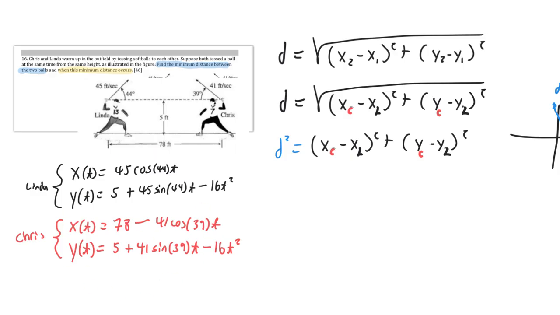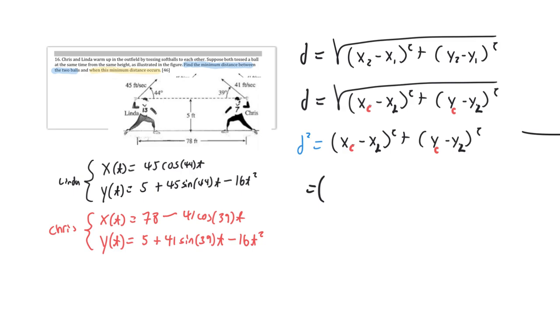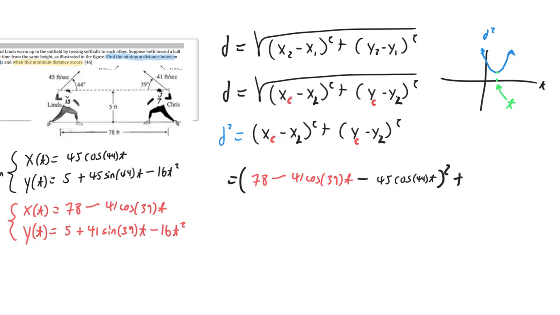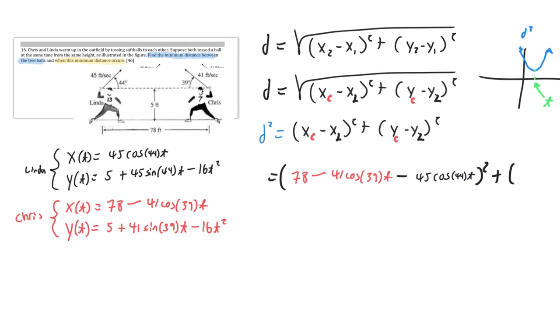Okay. Now, let's be very clear. When we do that in the calculator, it's going to be the x associated with Chris, which is this entire thing right here. Okay. Minus the x associated with Linda, which is this entire thing right here. And it's going to be that thing squared. And then it's going to be plus the y associated with Chris minus the y associated with Linda.